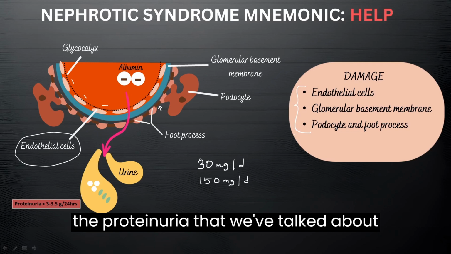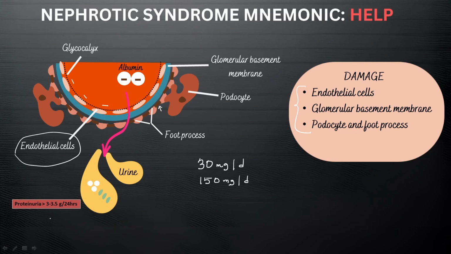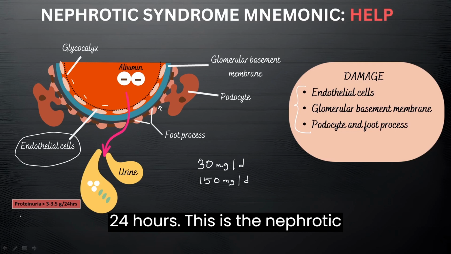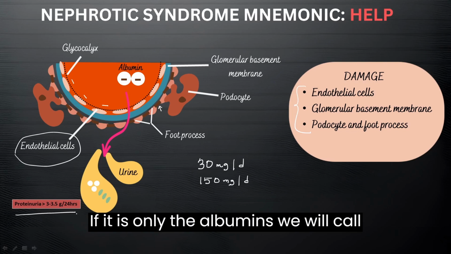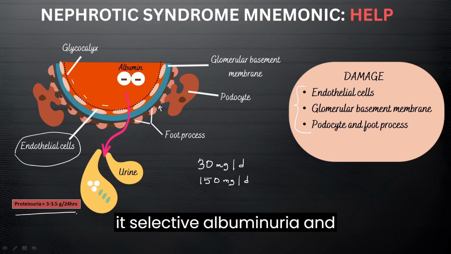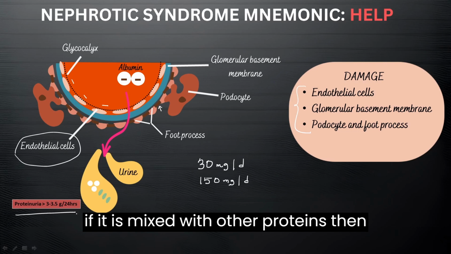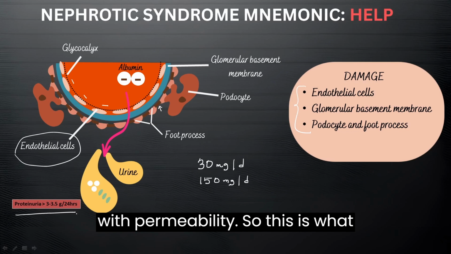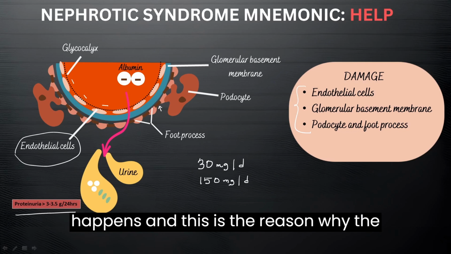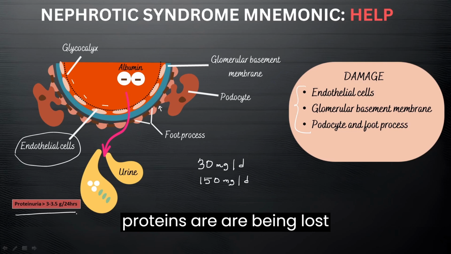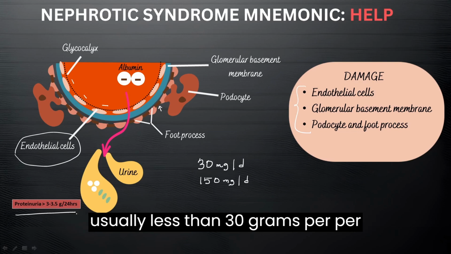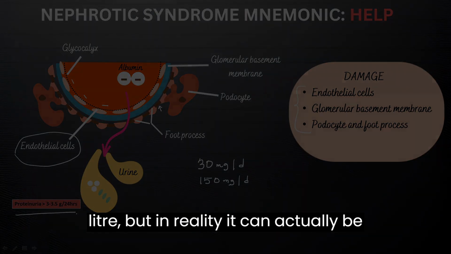So the proteinuria that we talk about in nephrotic syndrome is about 3 to 3.5 grams per 24 hours. This is the nephrotic range. If it is only the albumin, we will call it selective albuminuria. If it is mixed with other proteins, then it is a general impairment of permeability. So this is what happens, and this is the reason why the proteins are being lost. This leads to albumin being decreased in the blood, usually less than 30 grams per liter, but in reality, it can actually be less than that.